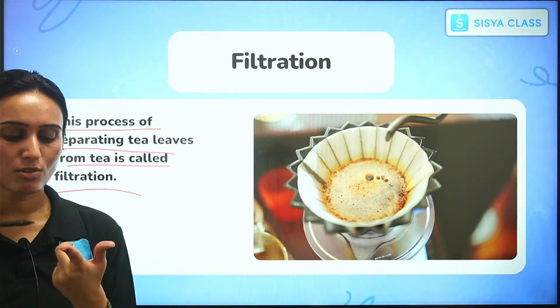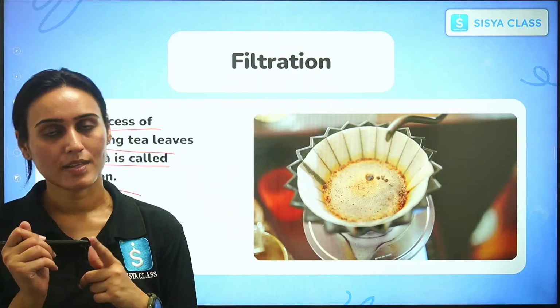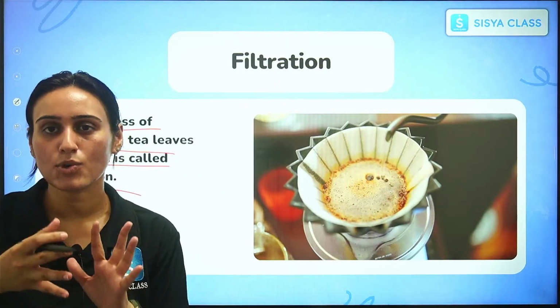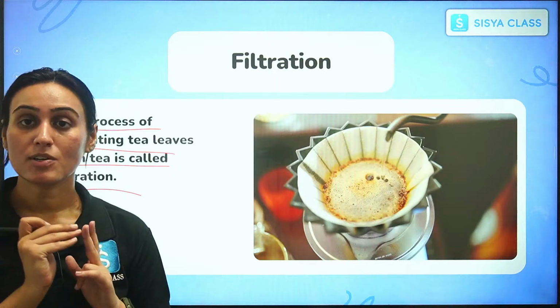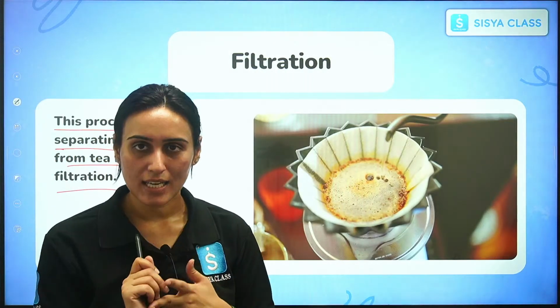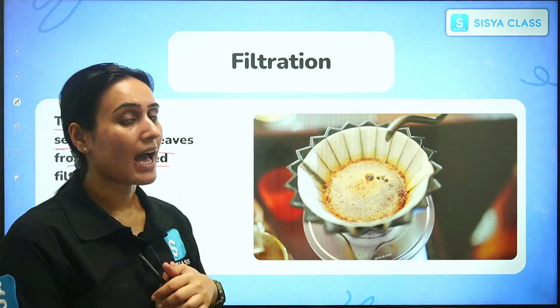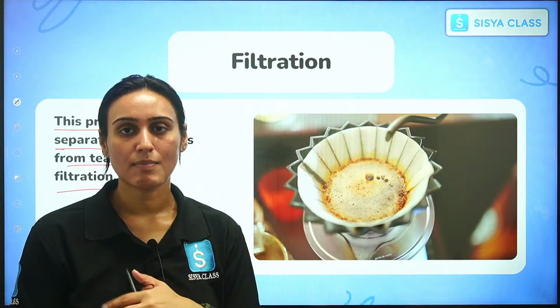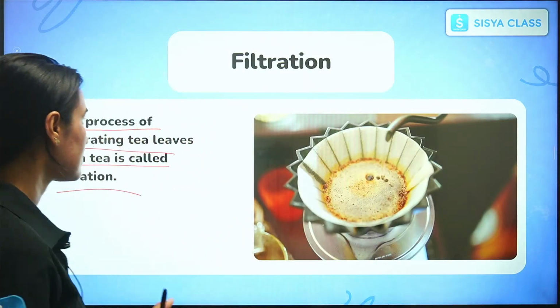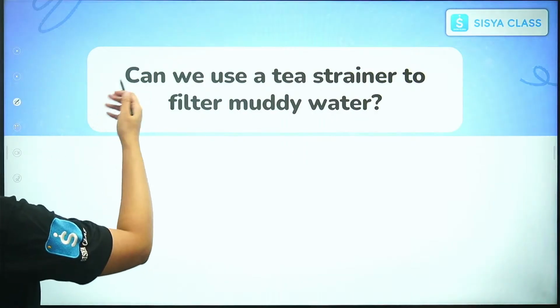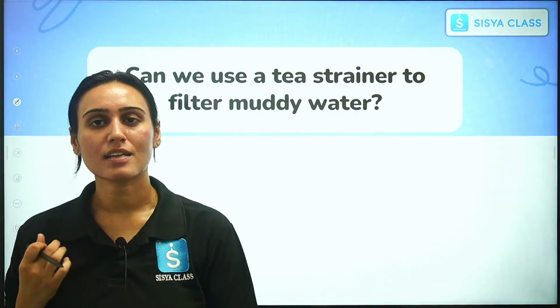We have learned so far what is evaporation, how we can do evaporation, condensation, both in distillation to separate out the components. Then we have learned about sedimentation as well as decantation. Now finally we are at filtration, the last method by which we can separate out the different components of the mixture, everyone. Please see. So can we use a tea strainer to filter the muddy water?